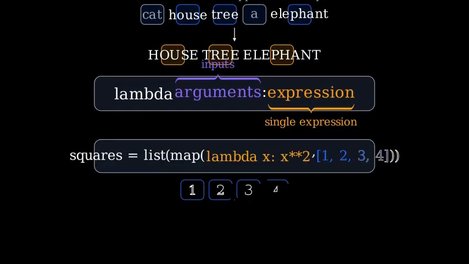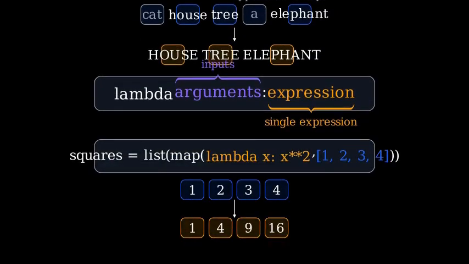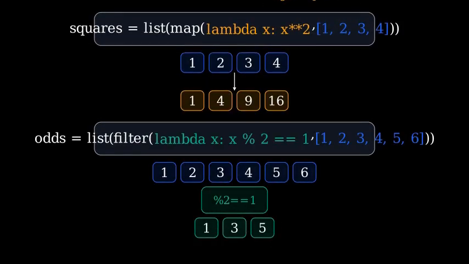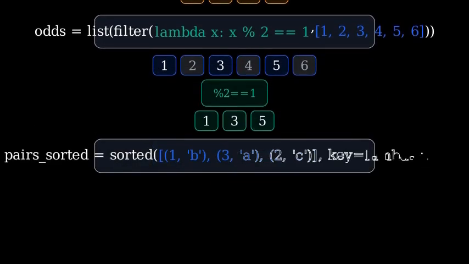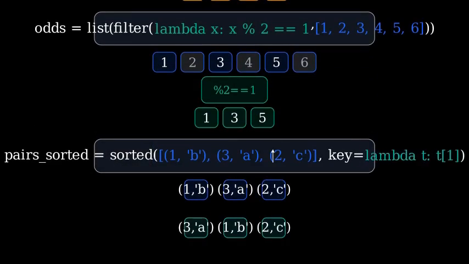3 classic uses. First, map with lambda x arrow x squared. Second, filter with lambda x keeps odds. Third, sorted with a key that picks the second item of each pair.